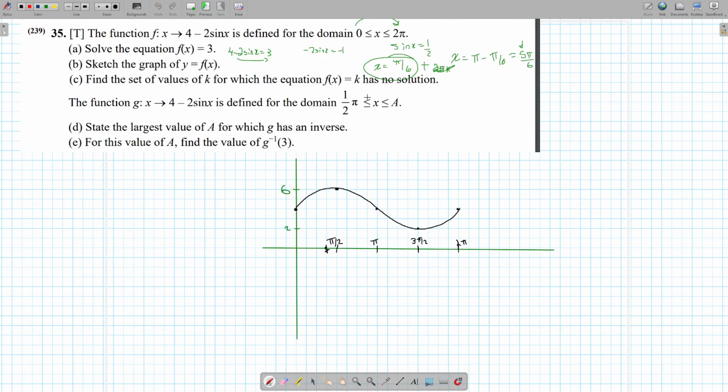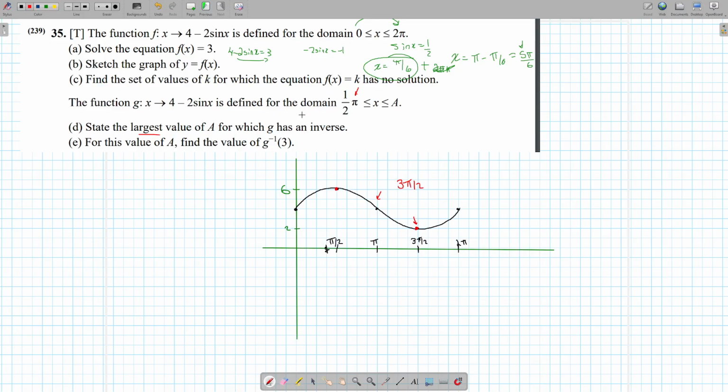But here, they're saying from pi over 2. So from pi over 2, continue. What happens? It starts decreasing. So continue until it stops decreasing. When does it stop? Over here, at 3 pi over 2. If you continue after 3 pi over 2, no more inverse. They're saying the largest value. So what's the largest value from when it decreases? 3 pi over 2.